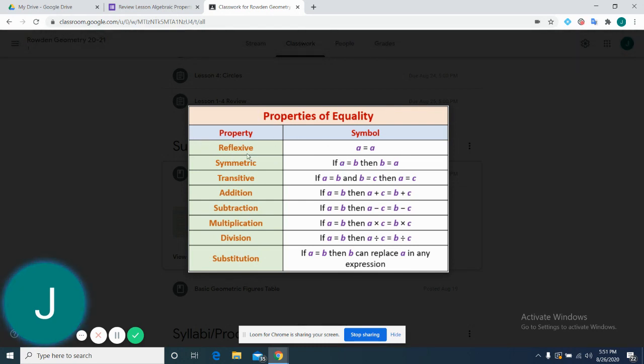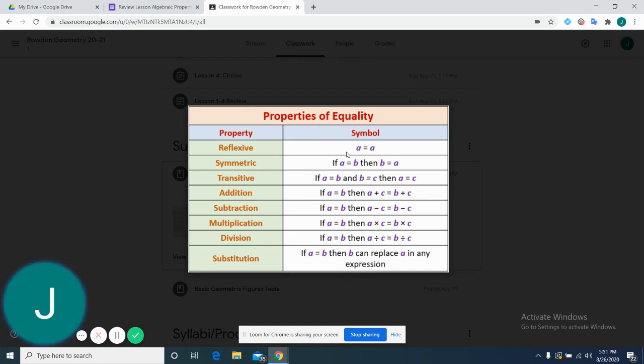So, reflexive. This one seems kind of weird. You're just saying that A equals A. Basically, you're saying anything equals itself. This is a property that would come up if you were describing something. Hopefully this makes sense to you.